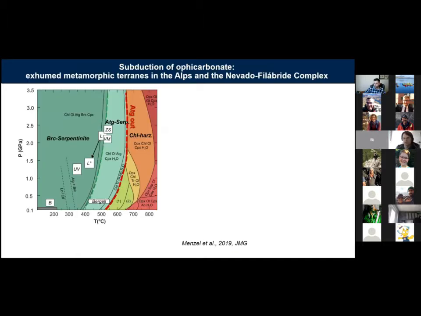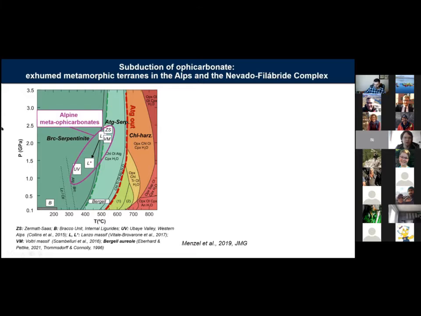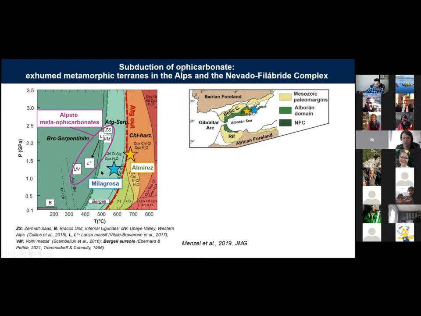In the Alps, there are several meta-ophicarbonates exposed that are in high pressure subducted examples. But as you can see here in this PT section of serpentinites, they are mostly hosted in the serpentinite stability field. So here I want to take you to two examples from southern Spain in the Nevado-Filabride complex, which is within the internal zone of the Betic Cordillera.